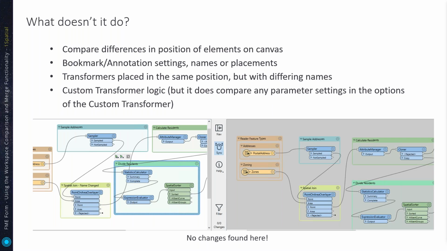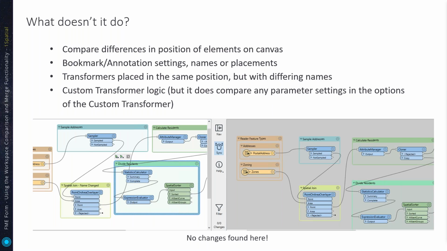And it's also worth mentioning, again, transformers or readers or writers that might be in the same position on the canvas, but maybe have different names. These won't be compared because the comparison tool hasn't joined those two components together.